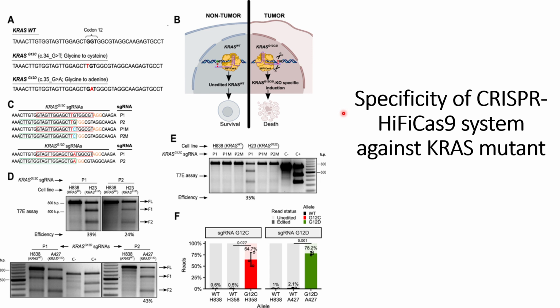In this video, we will discuss the specificity of a CRISPR-HiFi Cas9 system against KRAS mutant. So, let us first understand why the focus is on KRAS mutant. KRAS mutant is found in many cancer cells, such as lung cancer and pancreatic cancer, and it is one of the main mutants that makes the prognosis or diagnosis of the tumors difficult.